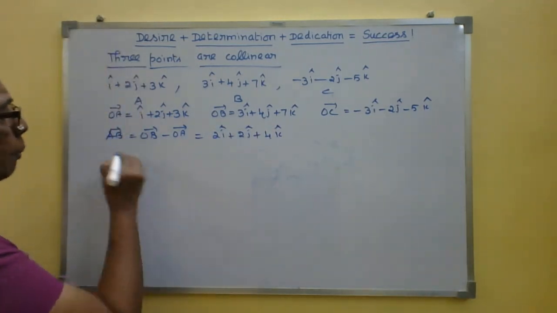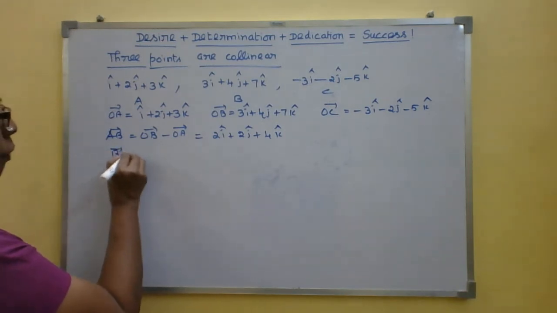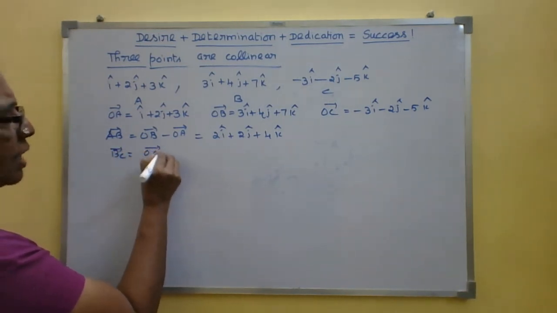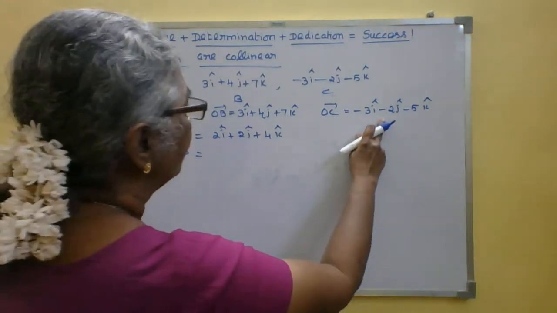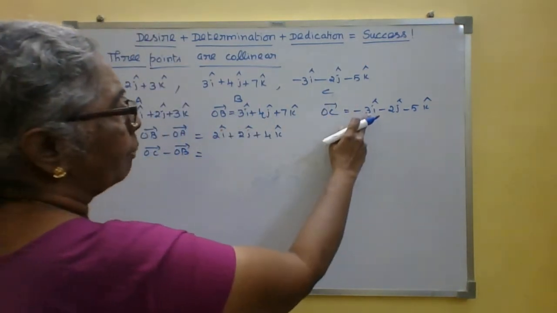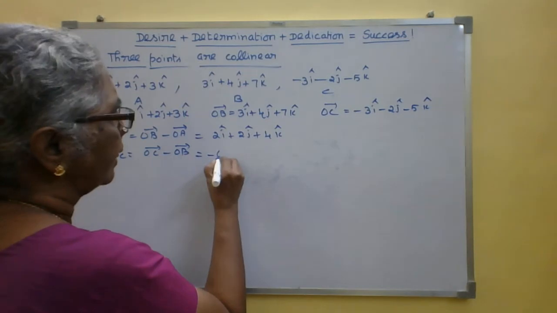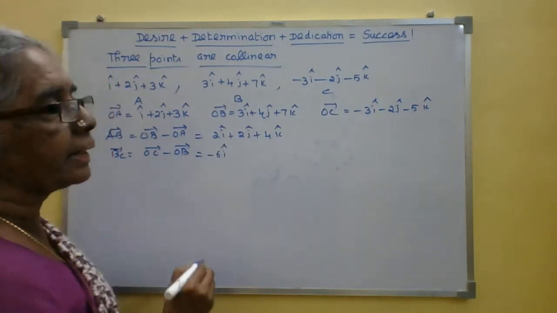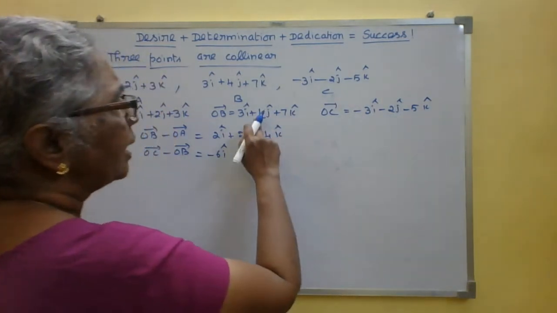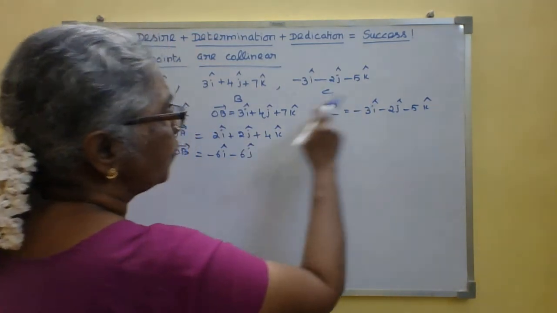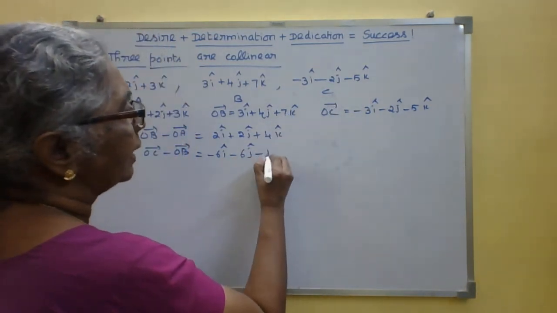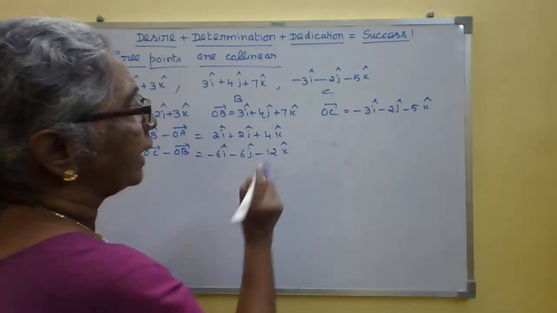Now I will go to BC vector. How will I write BC vector? OC vector minus OB vector. So from here I have to subtract this. Minus 3i minus 3i, I will be getting minus 6i cap. Minus 2j minus 4j, so minus 6j cap. Minus 5k minus 7k, so minus 12k cap.